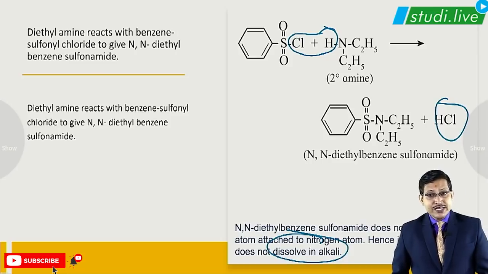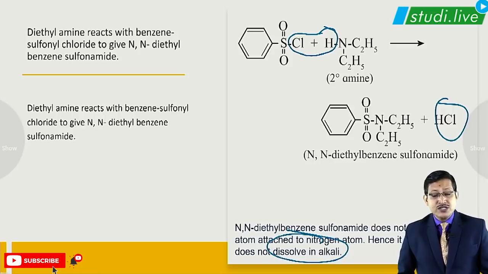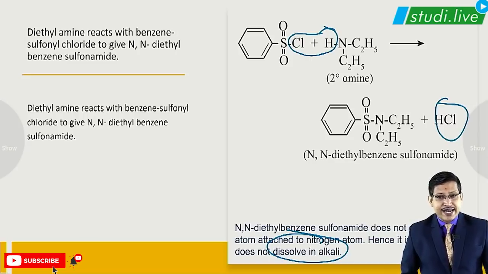So previously, it was dissolving in alkali because of the hydrogen which provided acidic character. Now here it is not dissolving because there is no acidic character present. So this is how you get the reaction for secondary amines. See, this Hinsberg test itself gives you a difference in the test for primary amines and for secondary amines.